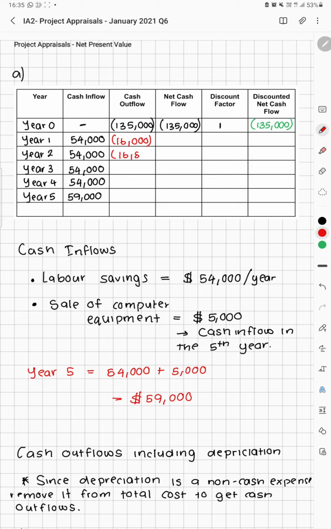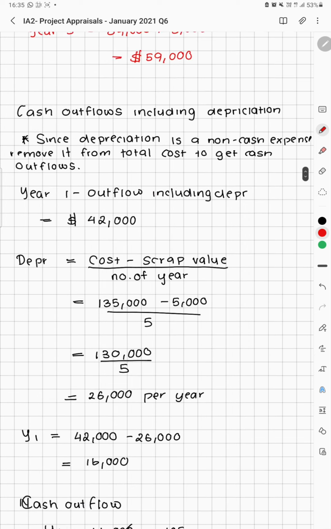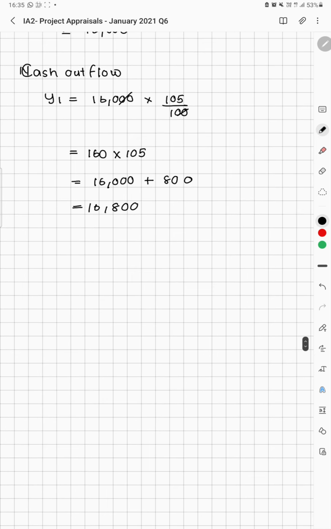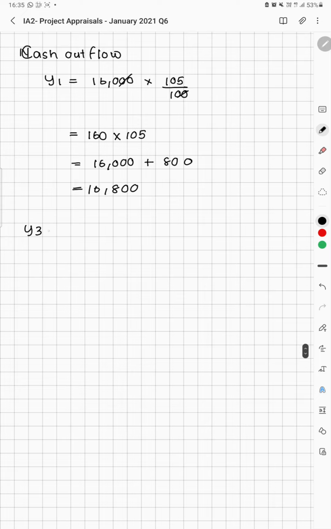So here 16,800. Next, in year 3, we have to take 16,800. For year 3 cash outflow, we take 16,800, cash outflow of year 2, into 105%. So that is basically, it has increased by 5%. So that's 16,800 into 1.05, which is 17,640.